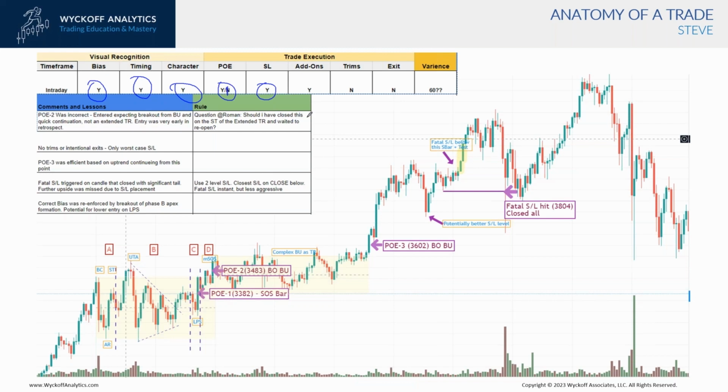So good job there. Definitely add-ons, no trims, and potentially that would be one little ding, because there would be an opportunity to maximize the returns a little bit better when we see that last move up and exit a little bit earlier. And the exit, I don't know, I'd say maybe. It's still yes. I mean, we exited by the rules, by the stop loss, right?